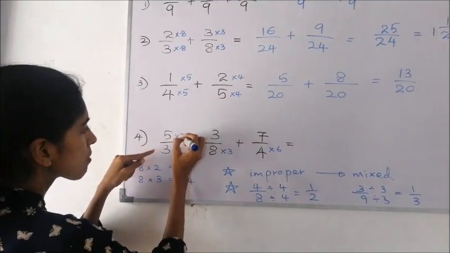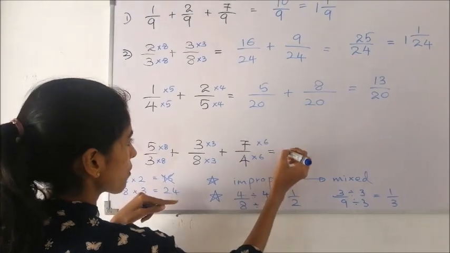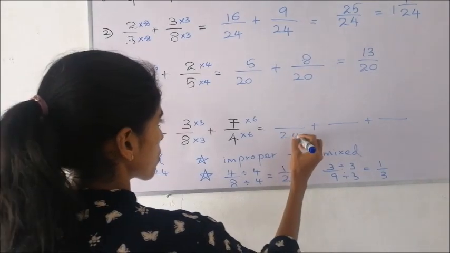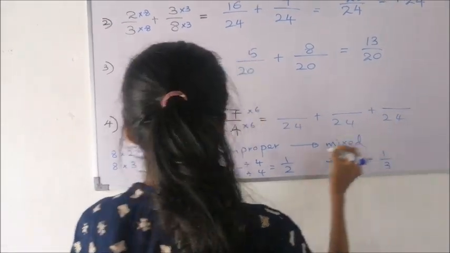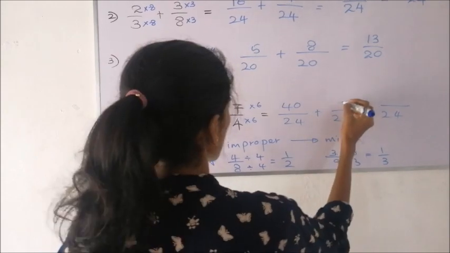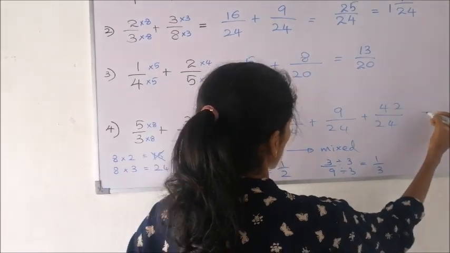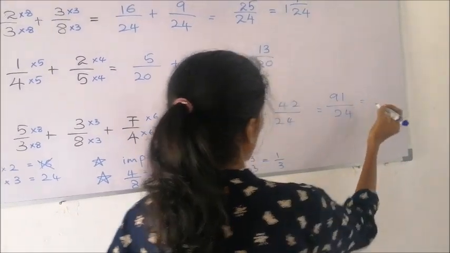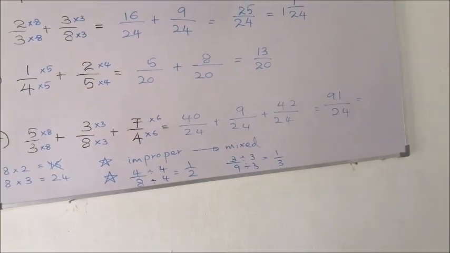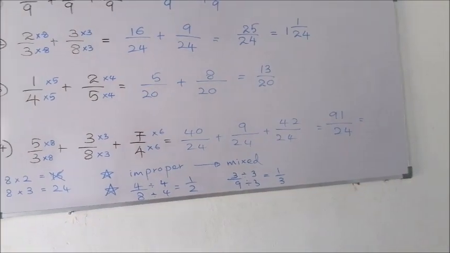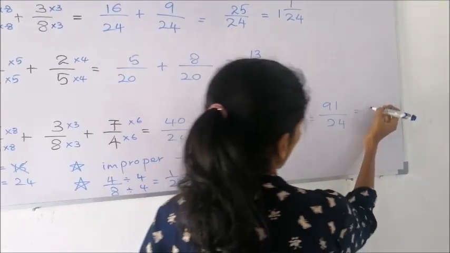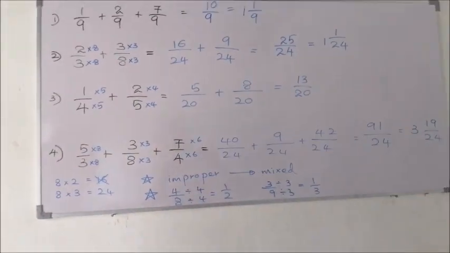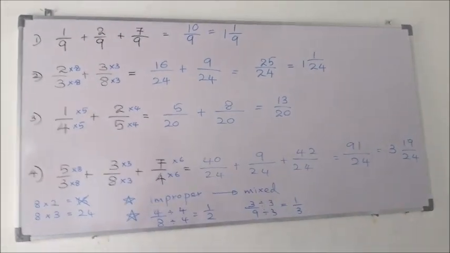Do the same thing to the numerator also. What are the three new fractions? Out of 24, 49, 42. So out of 24, 91. Now we will convert this into a mixed number by dividing. Then we divide 91 by 24. This is how we add the fractions.